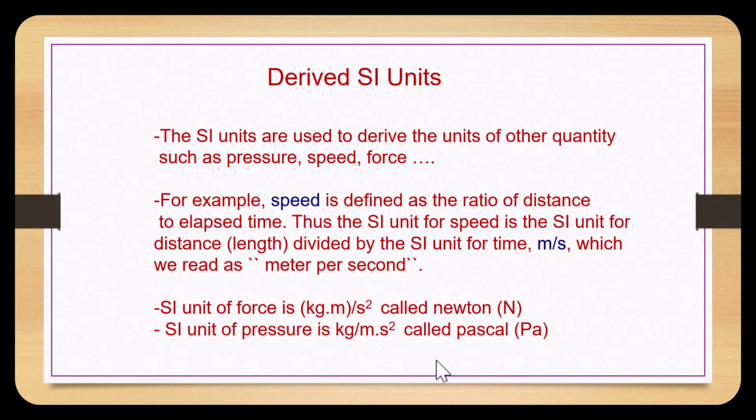SI units are used to derive other quantities, such as pressure, speed, and force. For example, speed is defined as the ratio of distance to elapsed time. So the SI units for speed would be distance, which would be given in meters, and time, which would be given in seconds, giving us meters per second. Other derived SI units would be the Newton and the Pascal.